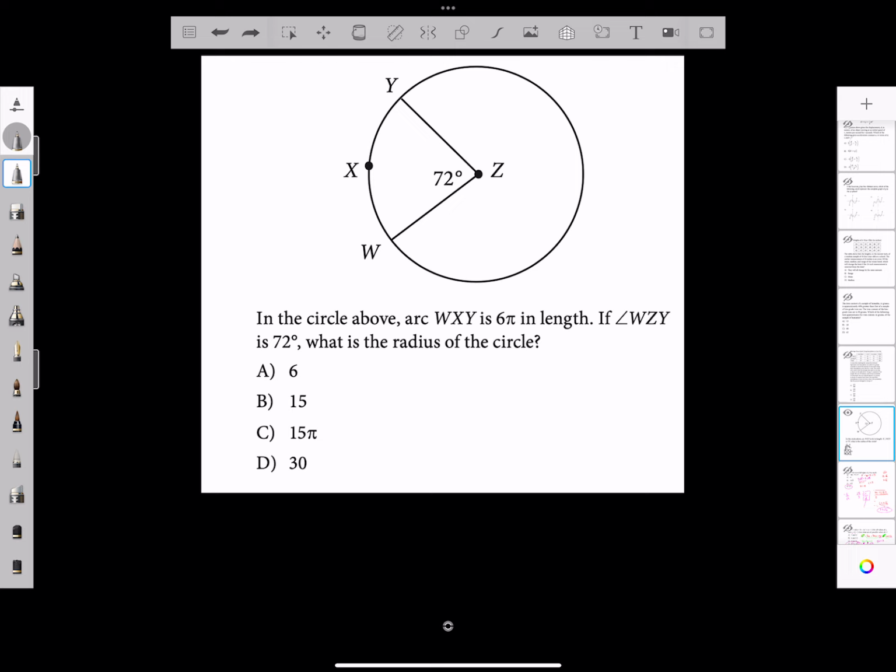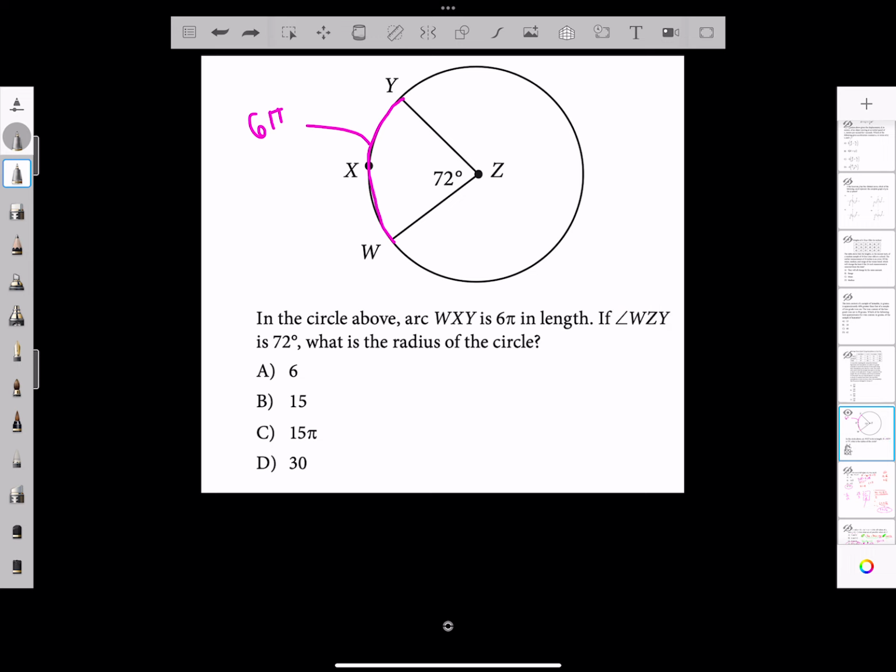All right, so in the circle above, arc WXY, which means this arc right here, is 6 pi in length. So that's not our angle, right? Our angle is 72 degrees. 6 pi is our length of the arc around the circle, which is part of our circumference. If WZY is 72 degrees, what is the radius of the circle?